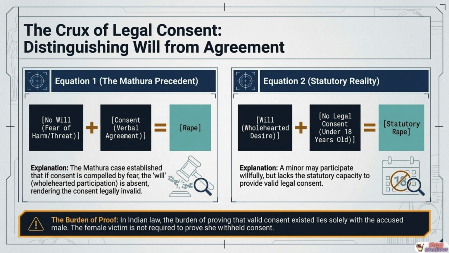A profoundly important evidentiary rule governs this domain. The burden of proving that valid consent existed lies entirely with the accused. The female victim is not required to prove she withheld consent. This reversal of the standard evidentiary burden is a cornerstone of modern rape law in India.